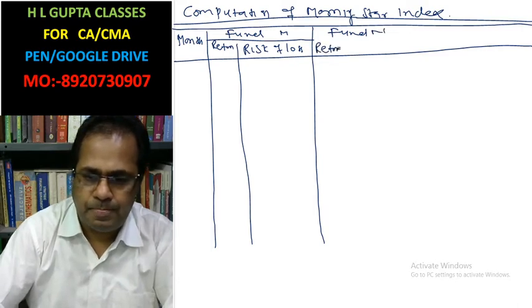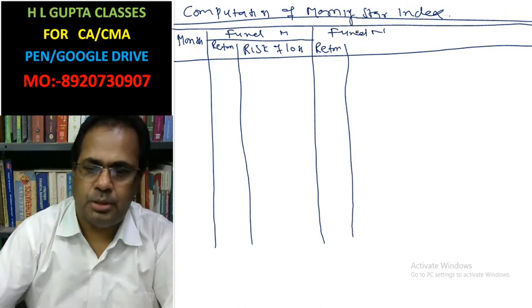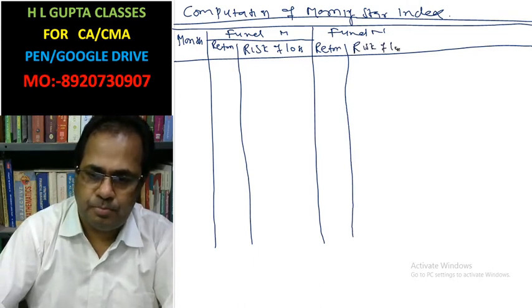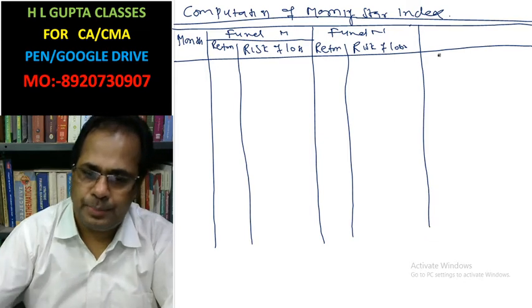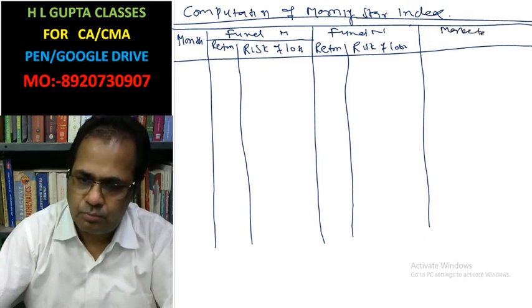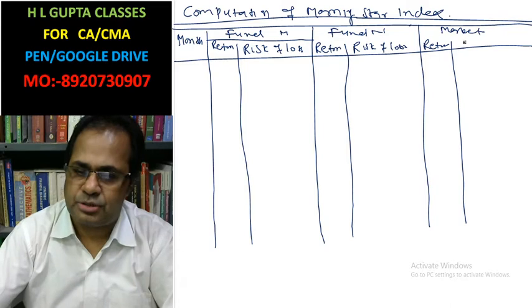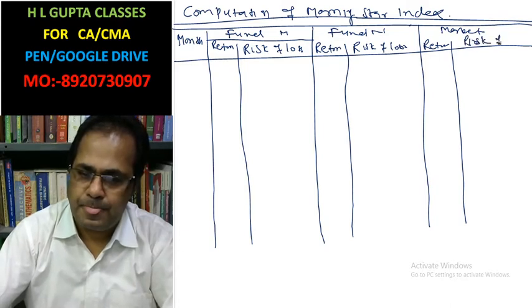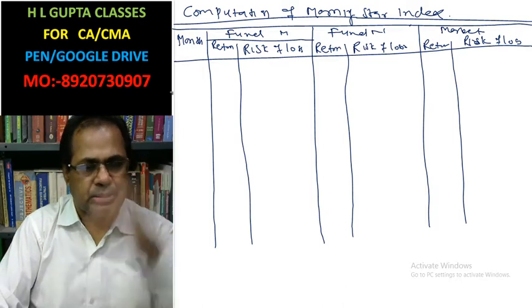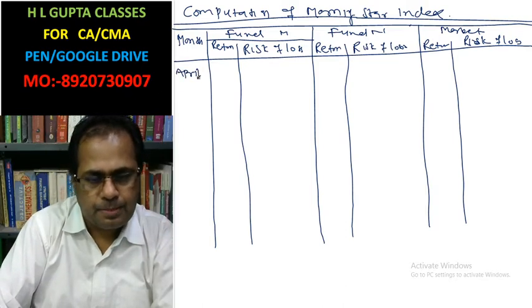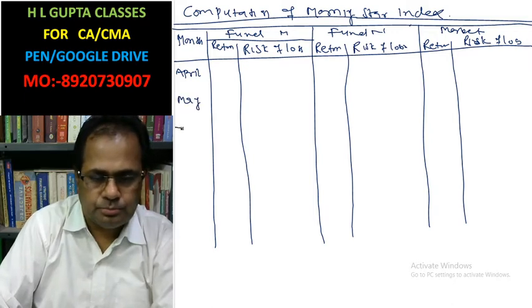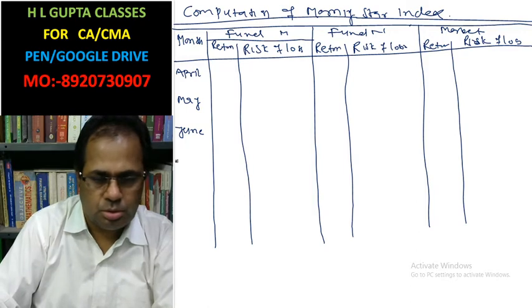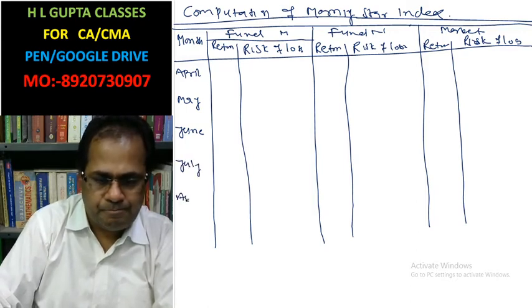The months are April, May, June, July, August, and this is your September.